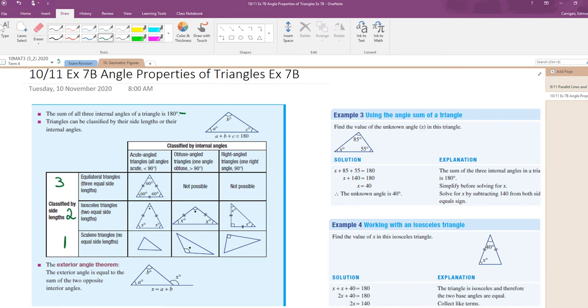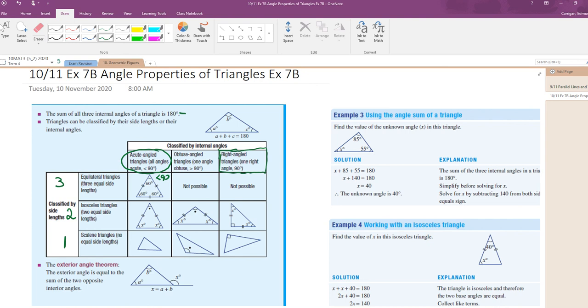They can also be classified by their internal angles. If all three are less than 90 degrees, they are called acute angled triangles. As we know, they add up to 180 degrees, and there's three of them. So if we get a right angle of 90 degrees, the other two have got to be acute. If there's one right angle, we call it a right angle triangle.